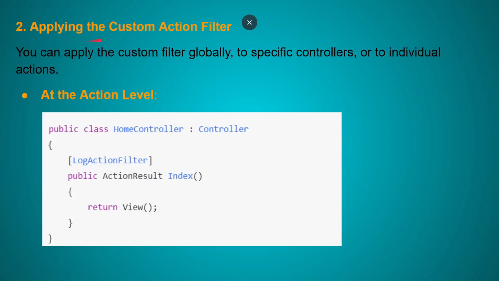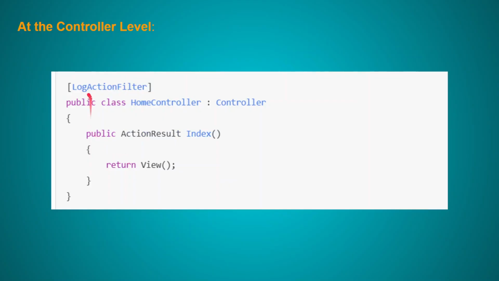Now, applying the custom action filter. You can apply the custom filter globally, to specific controllers, or to individual actions. At the action level, see, this is the action method Index. We have added an attribute called LogAction, which we have seen just before. And at the controller level, you can give LogAction at the controller level.